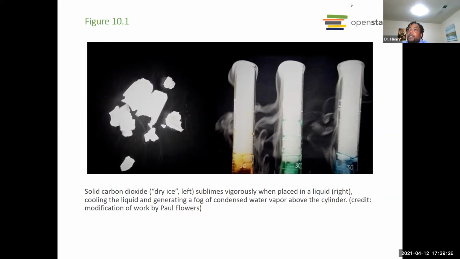Let me type it on the board. Can you guys see my slides? You see my beautiful test tubes?